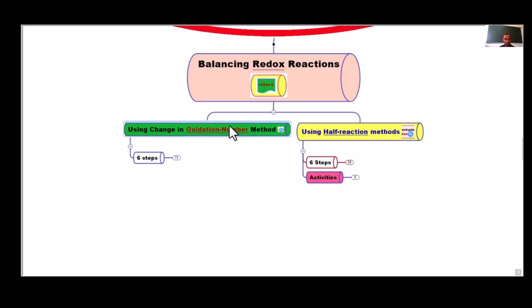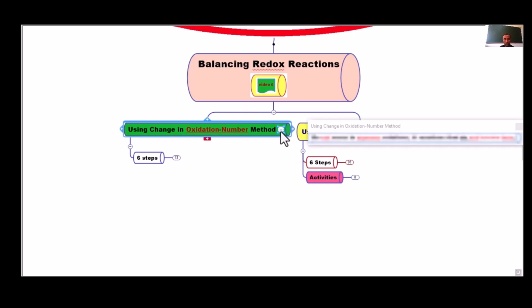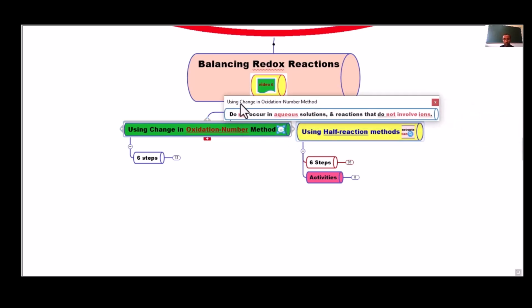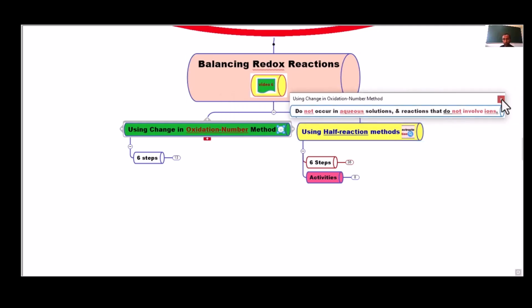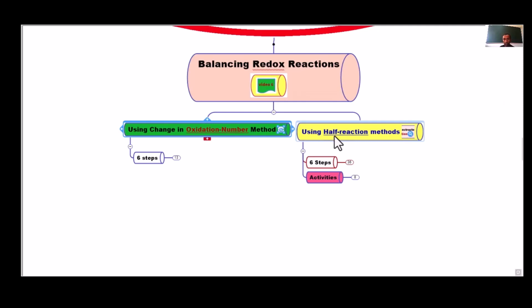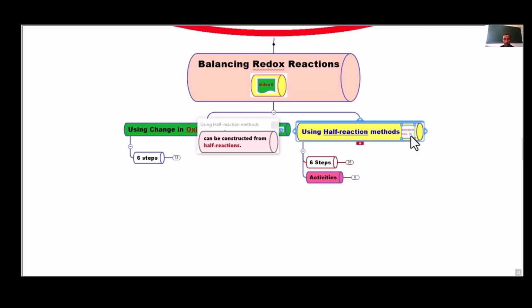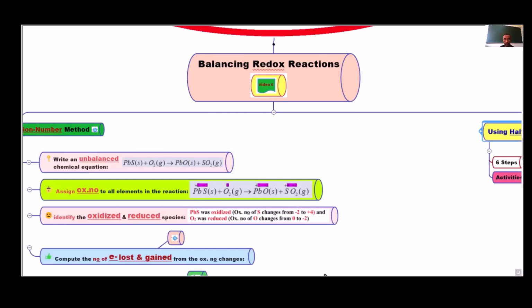The change in oxidation number method involves those reactions that do not occur in aqueous solution or that do not involve ions, and the half reaction method is a method that can be constructed from half reactions. Let me explain how to balance redox reactions by using change in oxidation number, and we follow 6 steps.